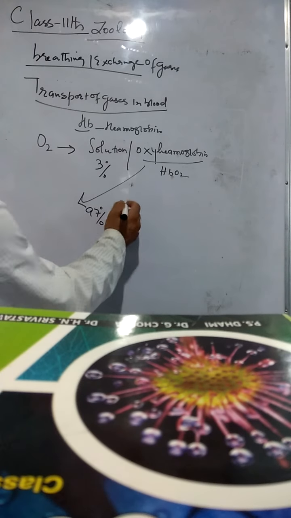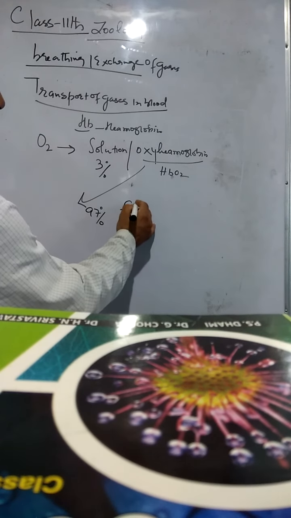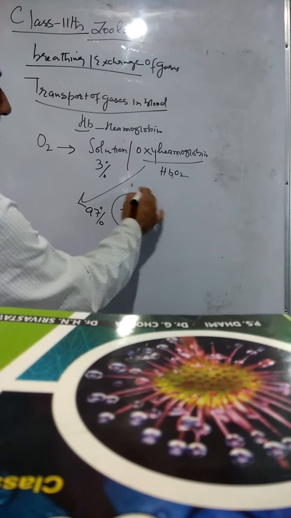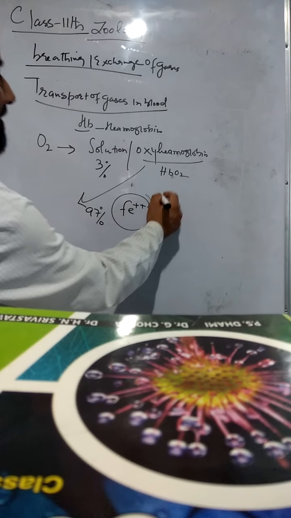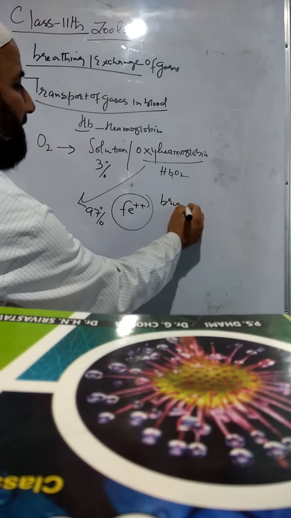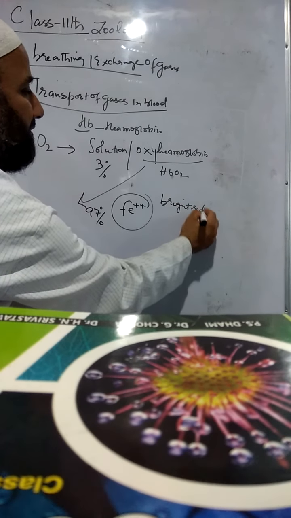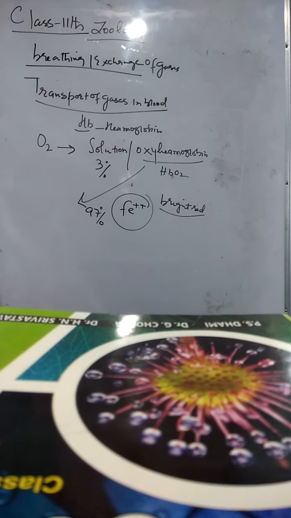This oxygen diffuses from the plasma into the red blood cells. Here it loosely joins with ferrous ions of hemoglobin. The hemoglobin contains these ferrous ions with which the oxygen starts binding to form bright red oxyhemoglobin. This oxyhemoglobin becomes bright red in color.